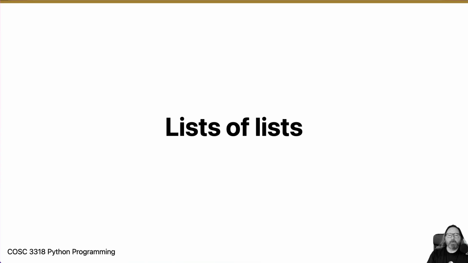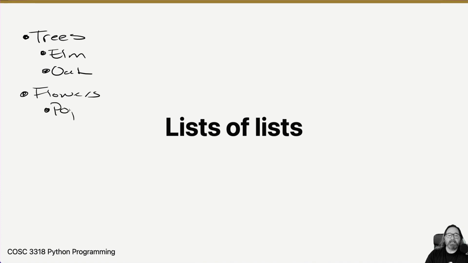Something that blows people's minds when they first encounter it is this idea of lists of lists. I can put a list inside a list. What? That's just crazy. But if you think about it, earlier we had a list of trees and a list of flowers. So here's a list of trees, and that's got elm and oak. And then I have a list of flowers, and inside that I had just the poppy flower. This is a list of lists.